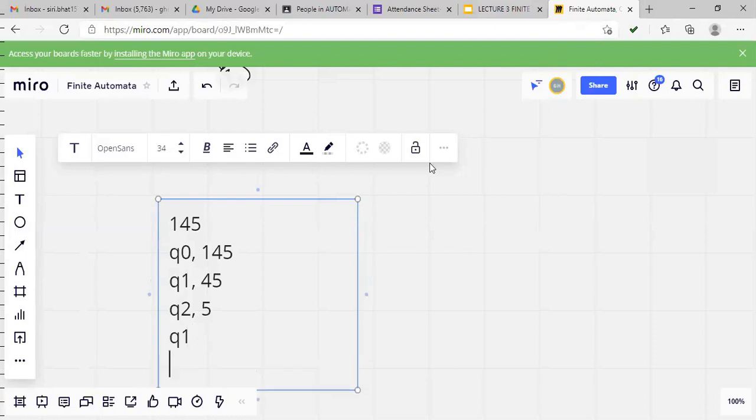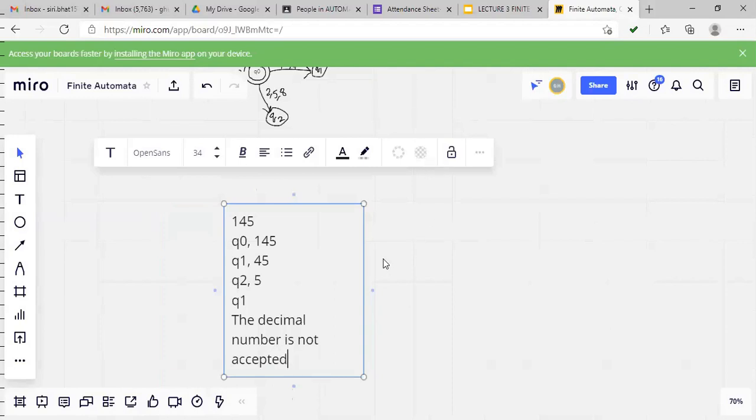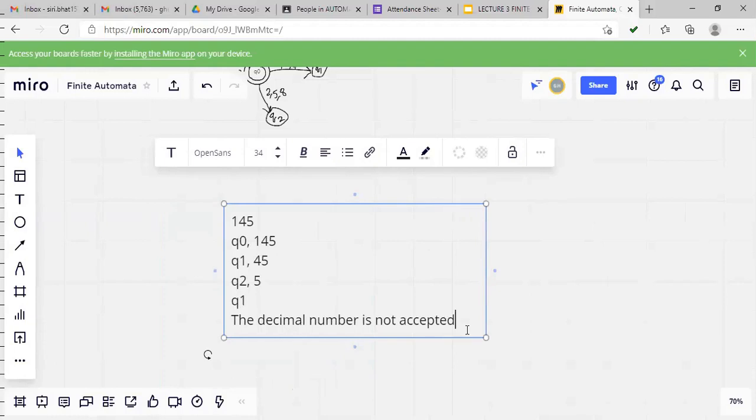If the machine stops at Q1, what do we say? The decimal number is not accepted, or I can say the number is rejected. The number is accepted only when the machine stops at Q0. Why? Because Q0 is our final state. Okay, is this clear, students?